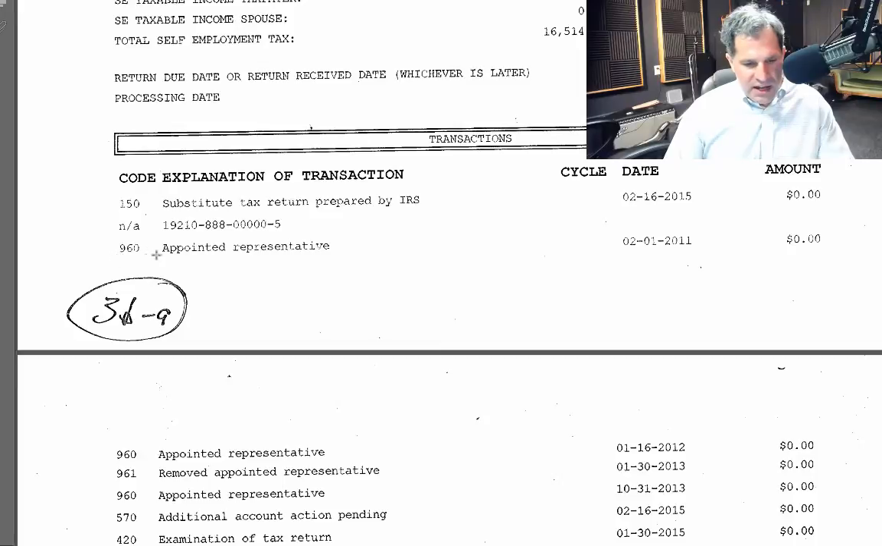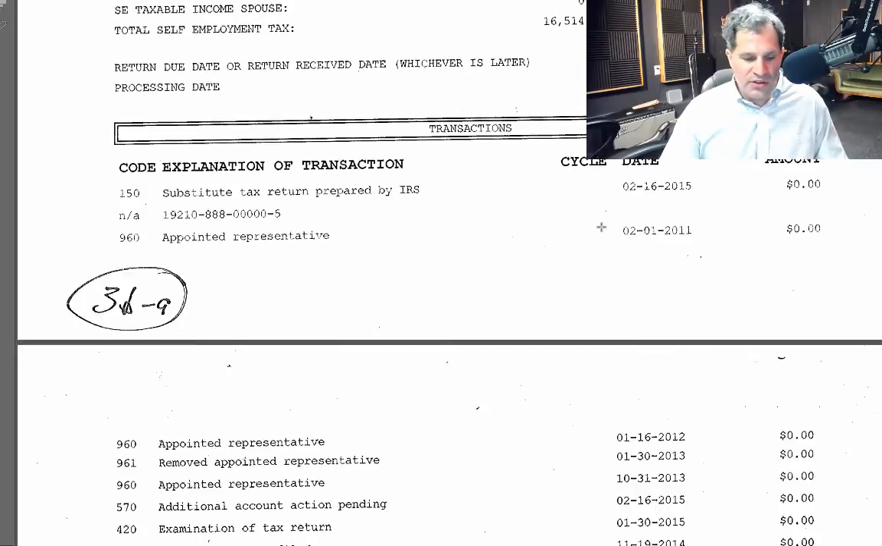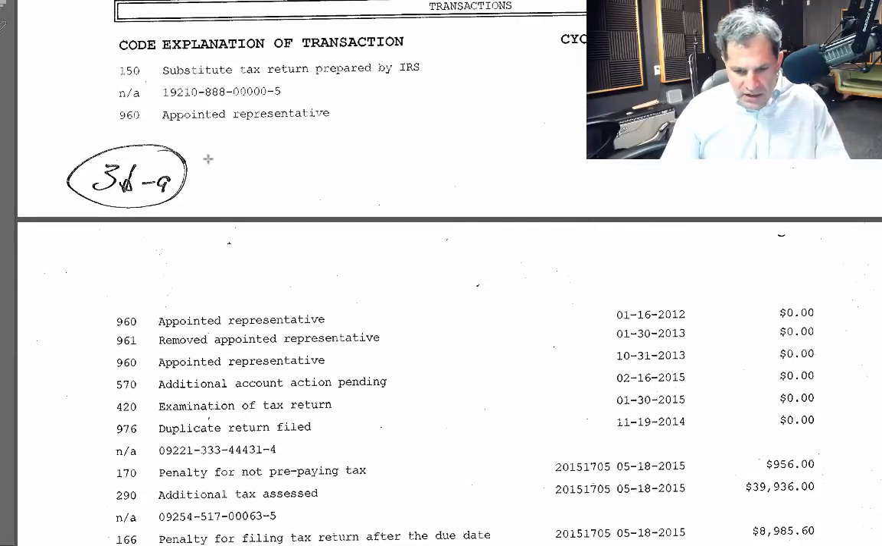So this is right here. See this line right here, 960, appointed representative. 2001, he hired this guy from Florida who was an attorney. Paid him $35,000 to be an attorney because he was awesome. And if you see, he filed another one, and then he filed another one.